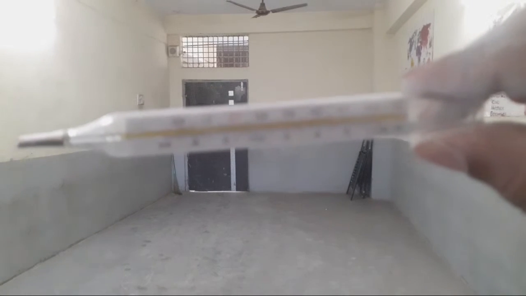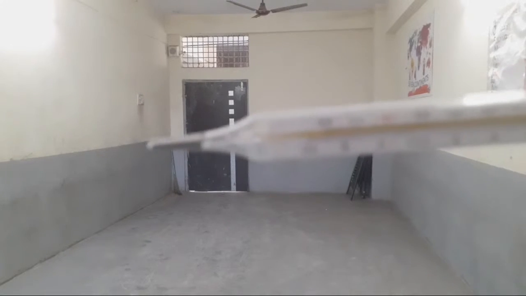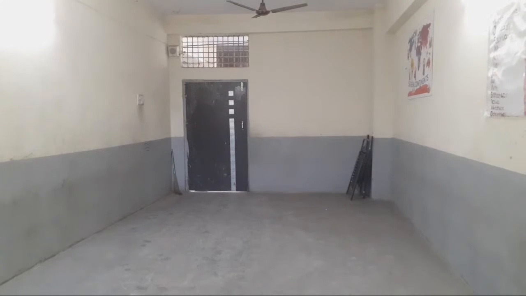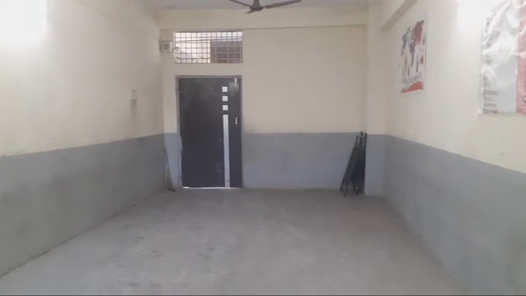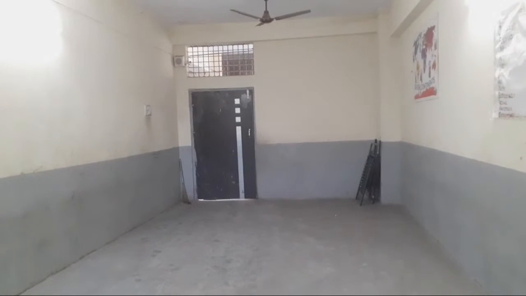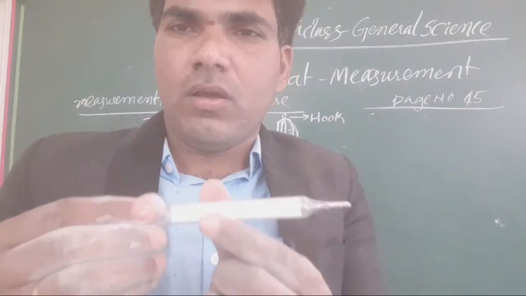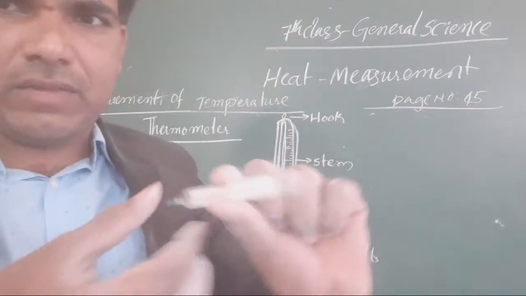It will be shown up to 35.5 degrees centigrade. Like that, we conclude about our thermometer. Got it? This is what we are taking as a thermometer.